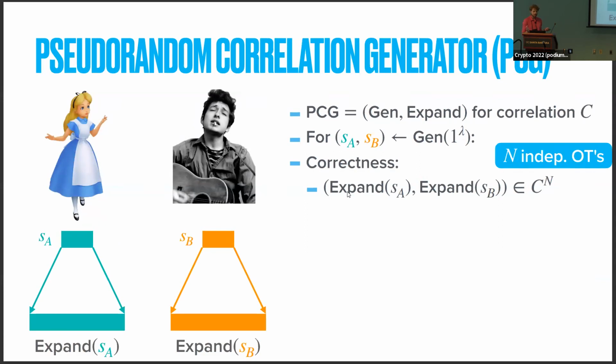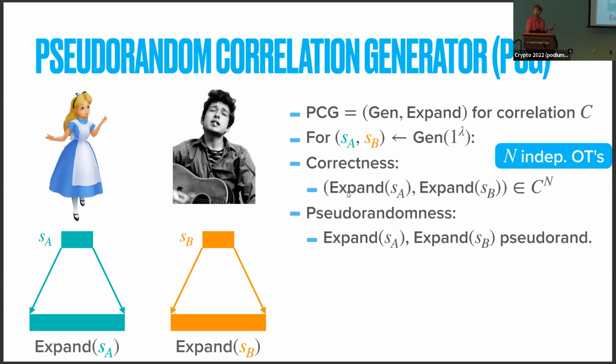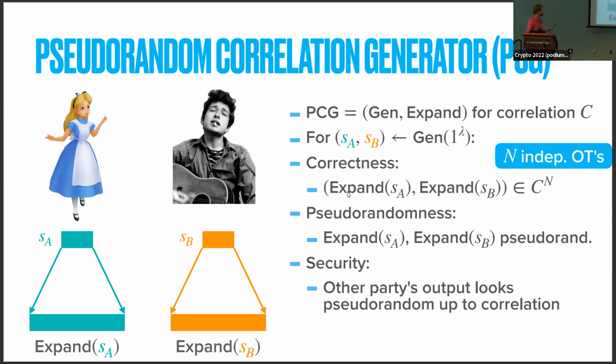First of all, you should think of every entry in their expanded seeds, these long strings at the bottom here, as n independent OTE correlations that they could use when running their favorite MPC protocol. Then we also need that each of them on their own, if you only see one of them, looks like a uniformly random string, just like we had for one-time pads. The security is also a bit more subtle. I'm not going to go into too many details, but because Alice and Bob don't trust each other, it needs to be the case that even after seeing your own seed, the other party's half only looks pseudorandom up to this correlation that we're targeting.